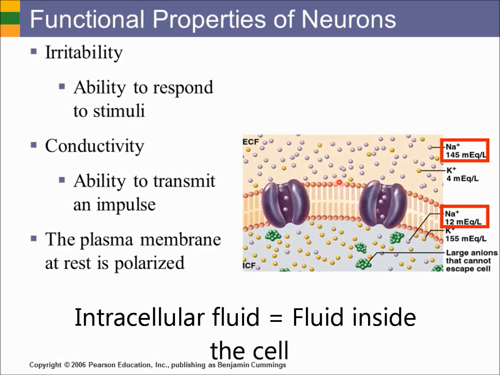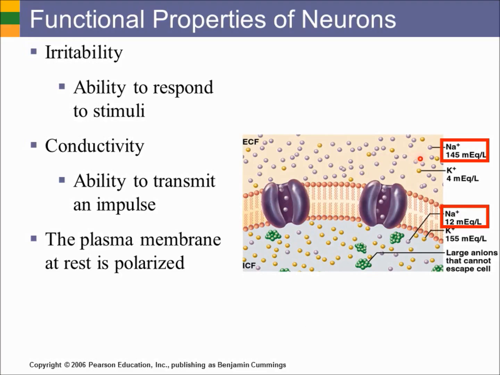If you look at this picture carefully, you notice that there's lots of ions in particular here, but the ones that we really need to pay attention to are sodium and potassium. Notice that on the outside of the cell, the sodium has a much higher concentration outside than inside. But the opposite is true for potassium. Potassium has a much higher concentration inside than out. And this is a polarized membrane.